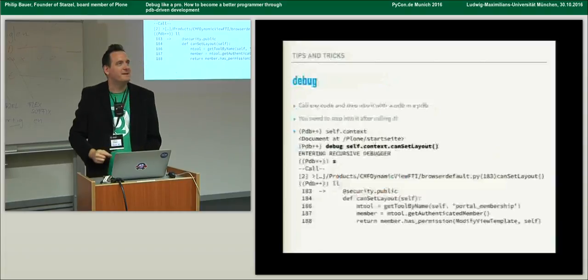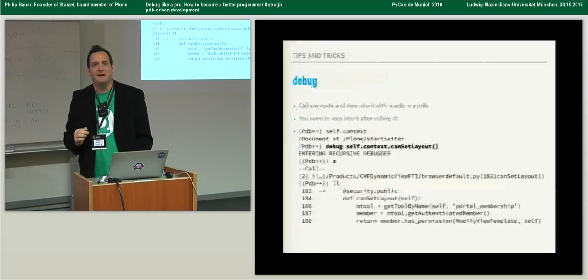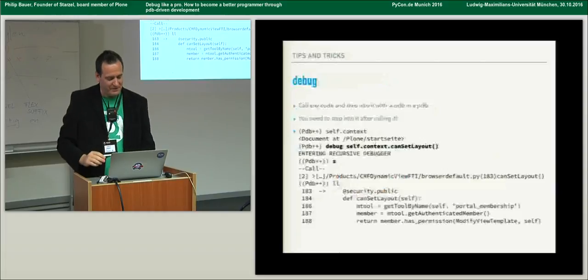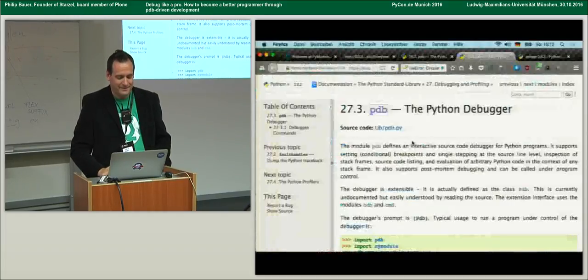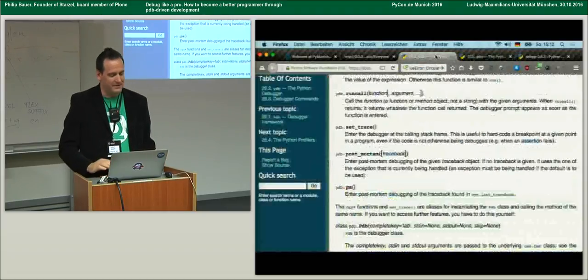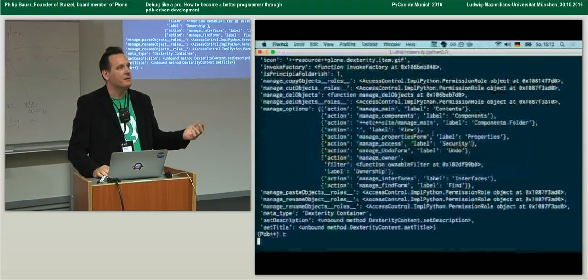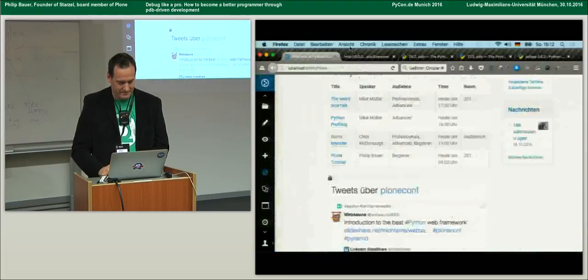So debug is a built-in feature of PDB, and I love it the most, and it's not documented. If you look at the PDB documentation, in Python 3 and 2, it's not documented. I don't know why. You can only find it when you're actually in a PDB and say help. Then it says debug. So let me show you what it actually does, because it's awesome.